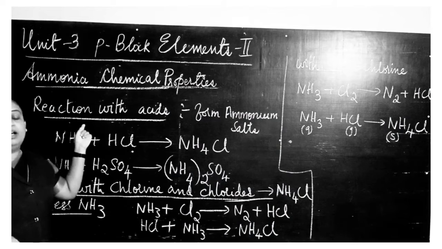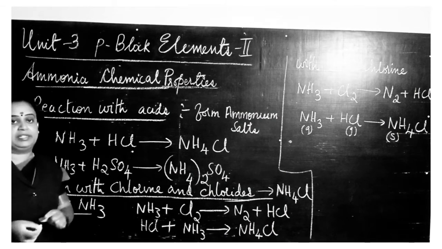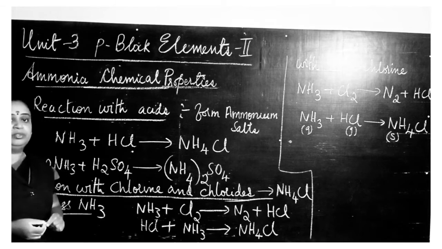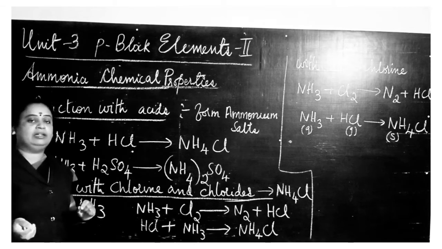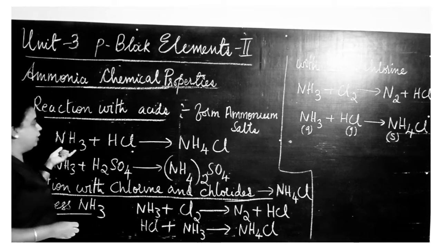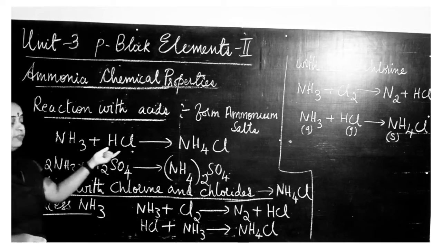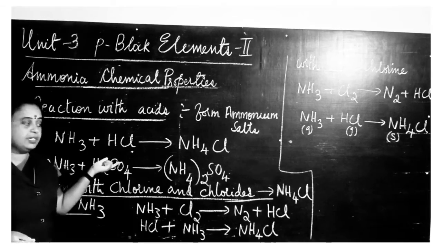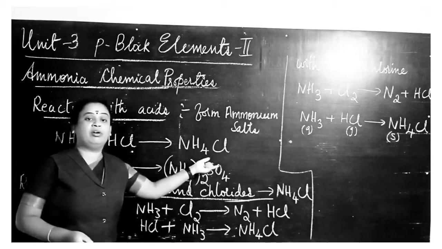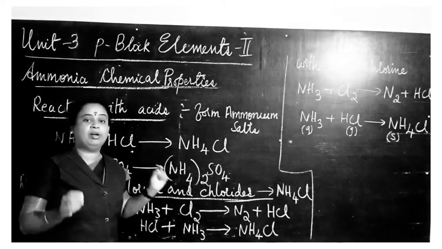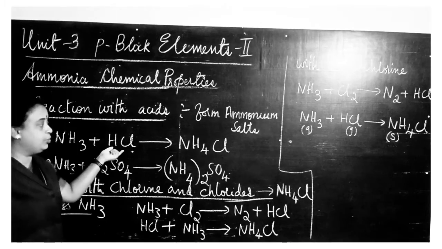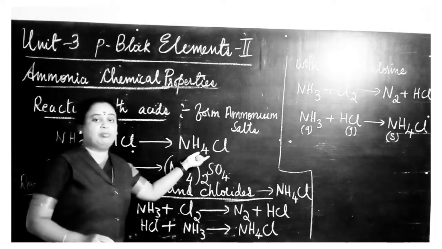Now let us see how ammonia reacts with acid. We know ammonia is a base. So when a base reacts with acid, definitely we will get a salt. Likewise, here ammonia NH3 is reacting with HCl. HCl is hydrochloric acid. The product you get is the ammonium salt, that is ammonium chloride, NH4Cl. So base ammonia reacts with acid HCl to give the salt, ammonium chloride.